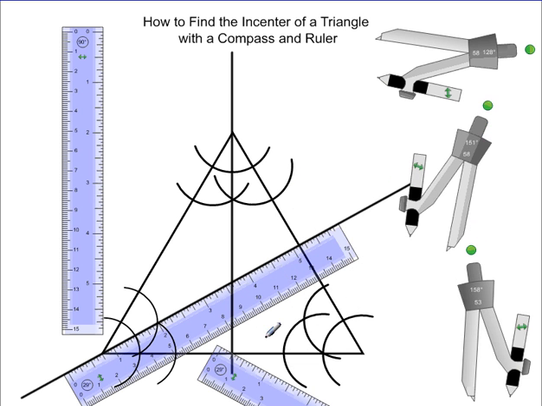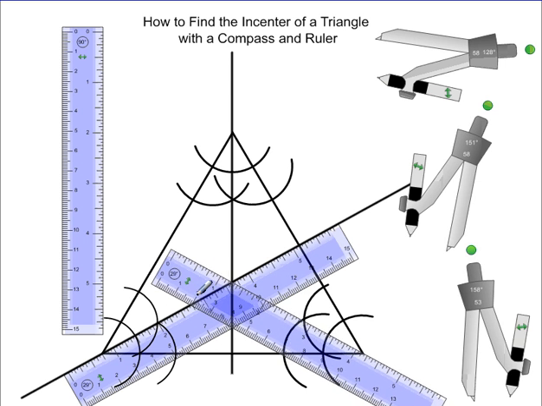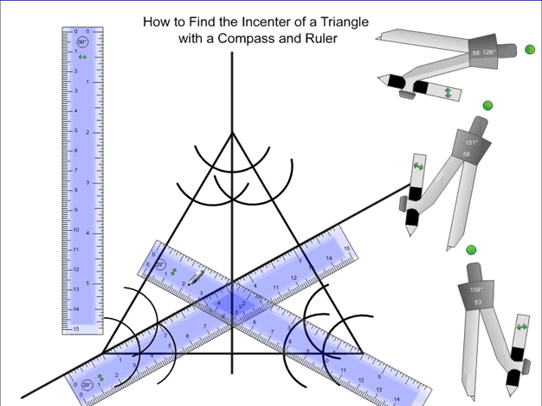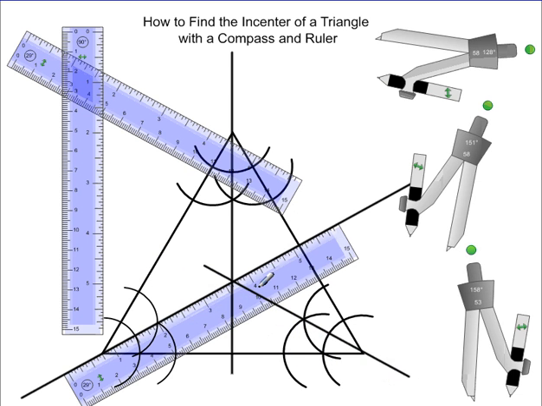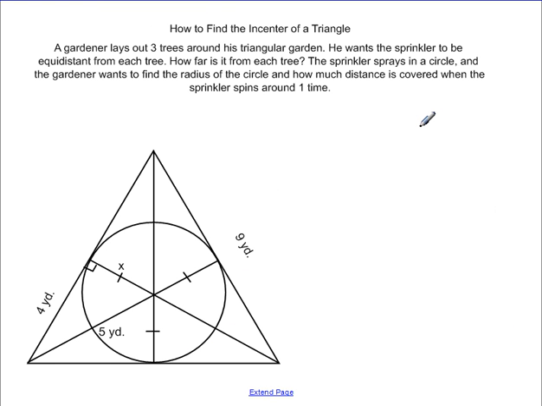So now you take your ruler and line it up with the intersection point and the angle, and now you draw your last line. As you can see, all three of these angle bisectors meet at the incenter of the triangle, which is right there. Now I'll solve a real world problem.